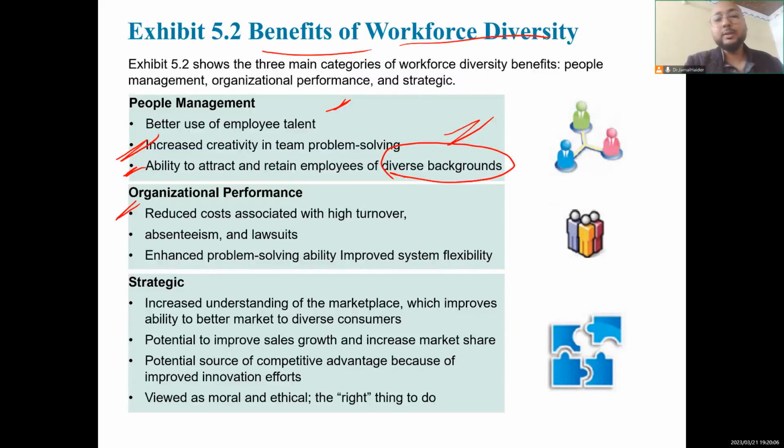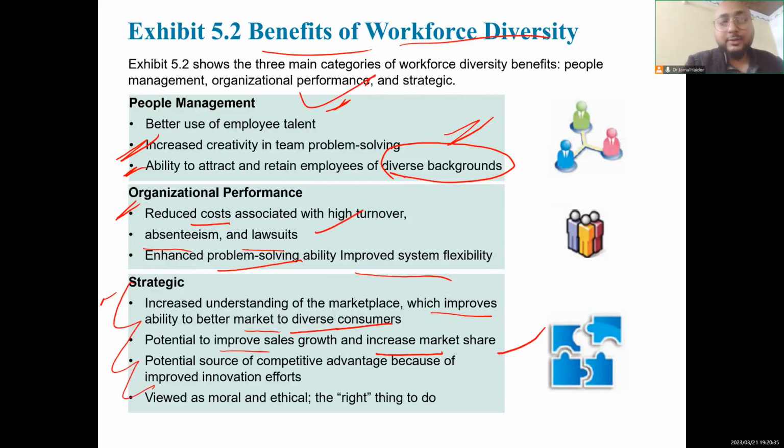Similarly, for organizational performance, it reduces costs, high turnover, absenteeism, and lawsuits, and enhances problem solving ability and improves systems flexibility. Strategic means increased understanding of the marketplace, which improves the ability to market better to diverse consumers, with potential to improve sales growth and increase market share. So you see, if these two are fulfilled, it automatically fulfills the strategic goals, which means the right thing to do.